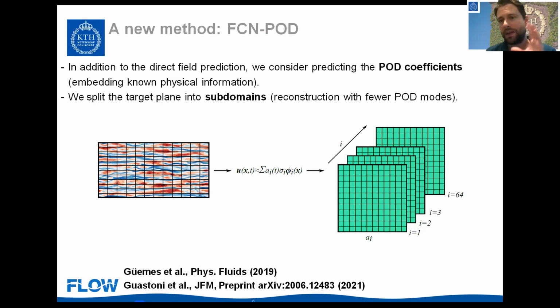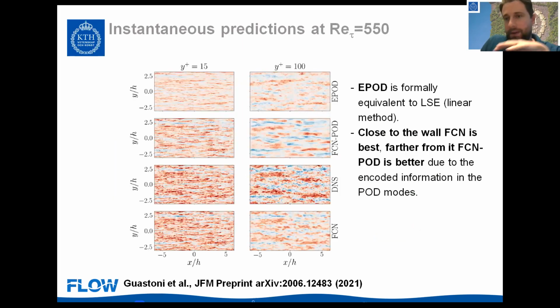The point is that we have 2 methods. The first one is the FCN, the fully convolutional network, where we predict the whole plane, and the FCN-POD, where we're predicting the temporal coefficients of the POD modes. Feel free to interrupt me, or if you have anything that is not clear, just feel free to ask. What I'm showing here are results at 2 wall-normal locations.